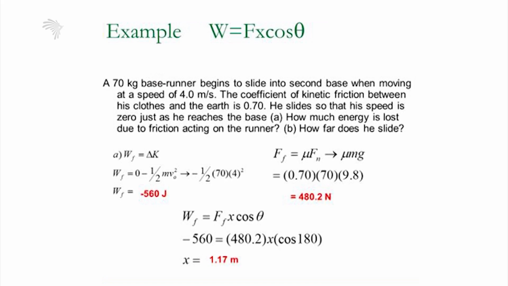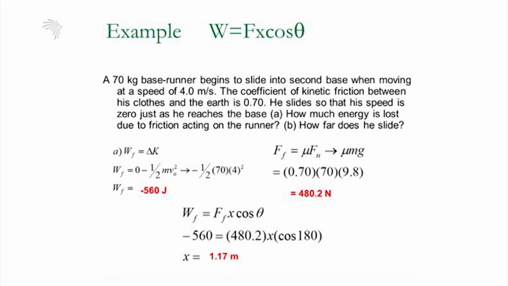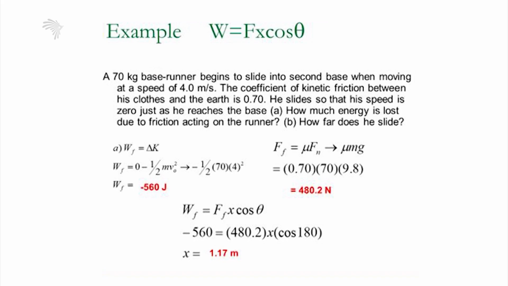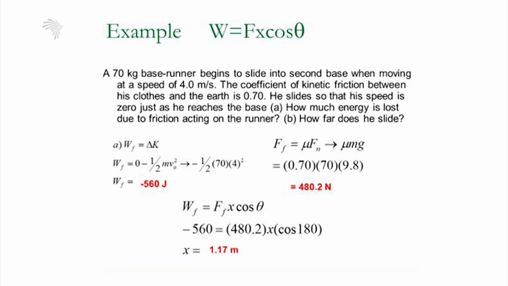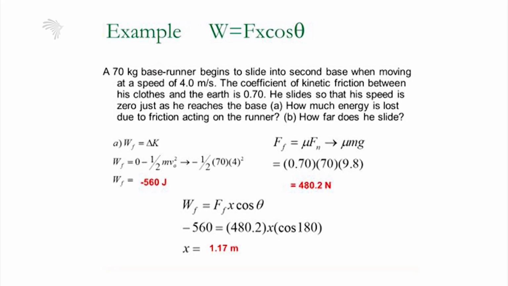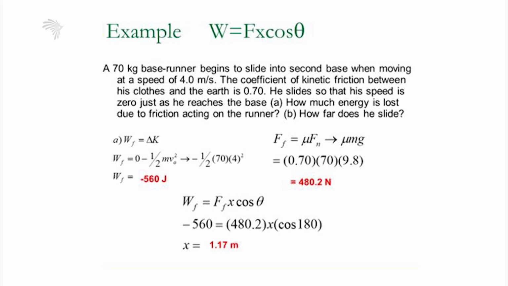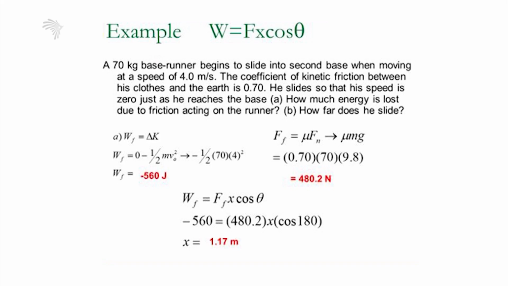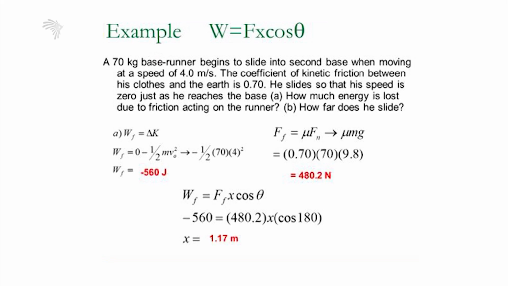So work done by friction is equal to change in kinetic energy. So it is the same as final kinetic energy minus initial kinetic energy, but the final kinetic energy is 0. So we'll have work done by friction equals negative of half m v naught squared, where v naught is the initial speed. So the mass and the initial speed can be substituted, and finally work done by friction will be minus 560 joule. The minus sign indicates that this work done is negative.